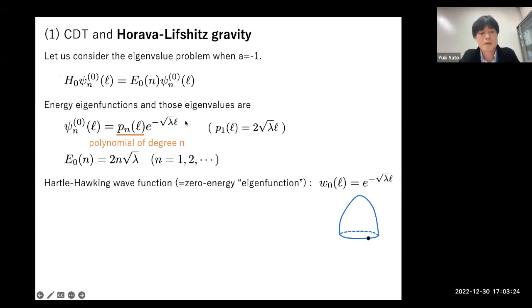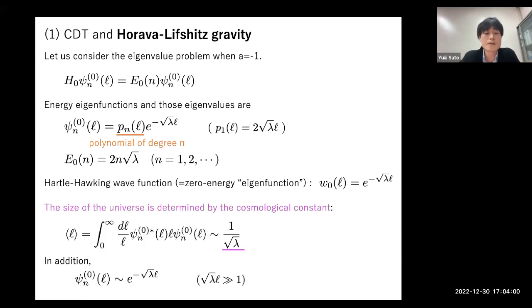And also we can think of the Hartle-Hawking wave function. This is a zero energy eigenfunction, but it is not exactly an eigenfunction because it is not square integrable. But even so, this Hartle-Hawking wave function is useful for checking the qualitative behavior of the wave function. Graphically, the Hartle-Hawking wave function is a disk. But anyway, now we have a set of square integrable eigenfunctions.